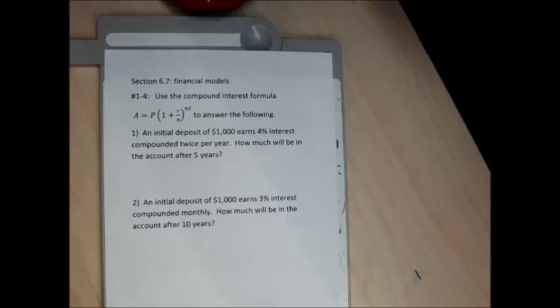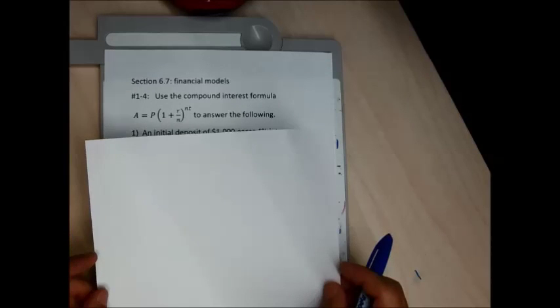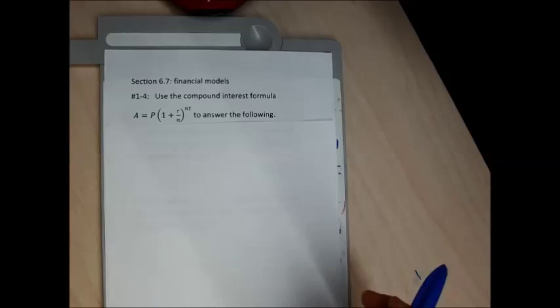The last 3 sections in Chapter 6 are word problems. None of the word problems are supposed to be that hard. And if I don't get out of control on explaining theory, this shouldn't be that long of a section. So the first 4 problems give me a formula that's called the compound interest formula.